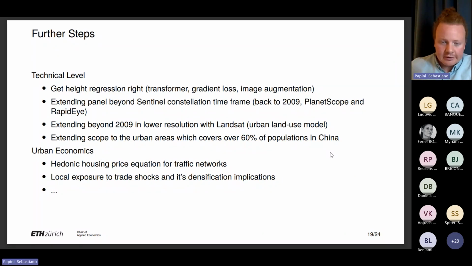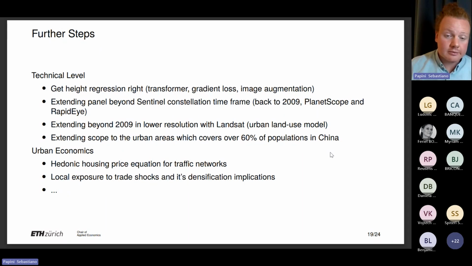On top, you haven't really seen the scale because I haven't shown any other cities other than our test set, but we really want to do this on a large scale. So we want to be able to really cover the 60% urban population in China, and bring this back into economic models. So that brings me to the economic side of things.